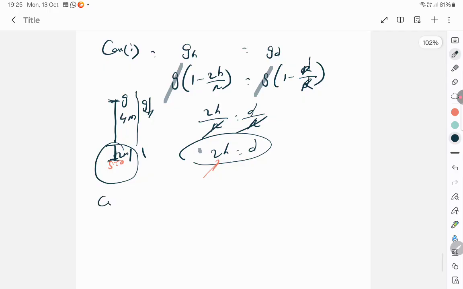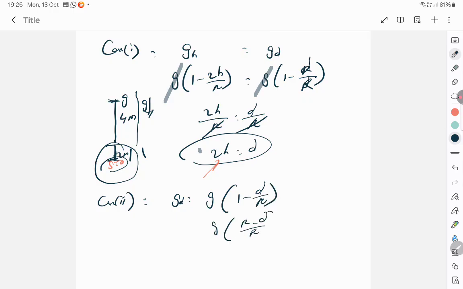There's one more case study, which is case study 2, to find that the gravity at the center is 0. You take gravity at a particular depth. Formula is gravity on the surface into 1 minus d by R. Now take LCM, R minus d by R. When depth is full, you can imagine d is equal to R, so this will become 0. Therefore, gravity at the center is becoming 0.